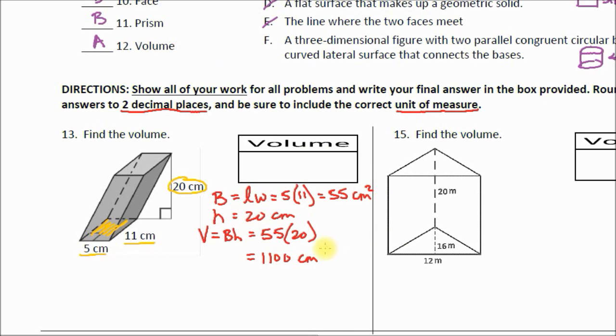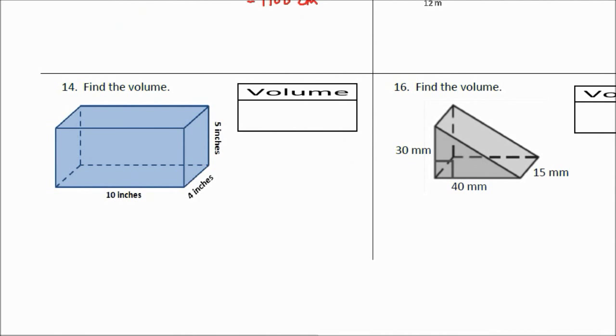As I'm giving you these values, you should be checking them in your calculator so that you make sure you know how to put this. These are pretty simple, but put all these equations into your calculator. Alright, so the volume is 1,100 centimeters cubed. I don't need to write decimals because that is an exact answer.